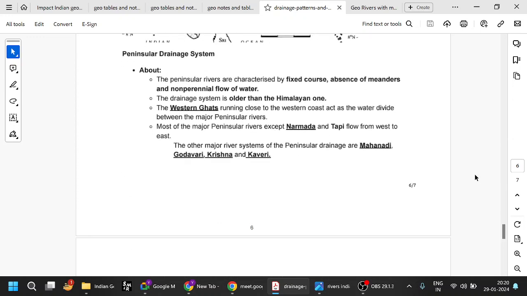Okay, so now let us look at the peninsular drainage system, which is in the southern part of India and the central India. They are characterized by fixed course, absence of meanders, and non-perennial flow of water. Meanders, I hope you are already aware. Meandering basically, these oxbow lakes, etc. This turns, twists, and curves everything. And non-perennial flow of water. Basically, sometimes there is complete drought, sometimes there is flood. It is not perennial. The Himalayan drainage system is perennial in nature. That means there is water all throughout the year.